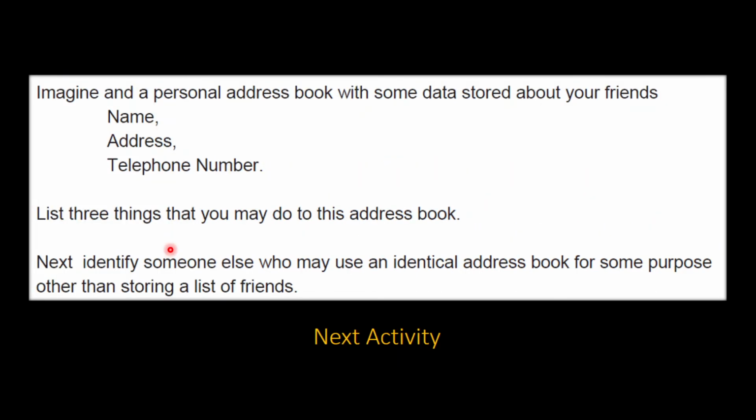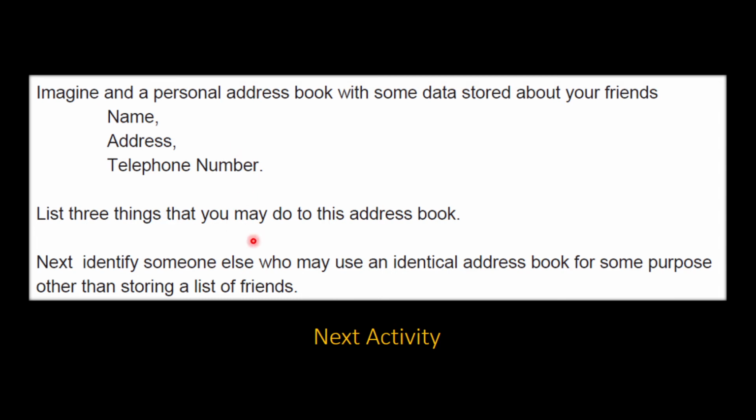Now let's take another activity. Keep the previous activity in your mind and try to implement this activity. Finally, we try to compare both the activities and get some result out of it. So here my activity is: imagine a personal address book with some data stored in it, let's say a friend's name, address, and telephone number.